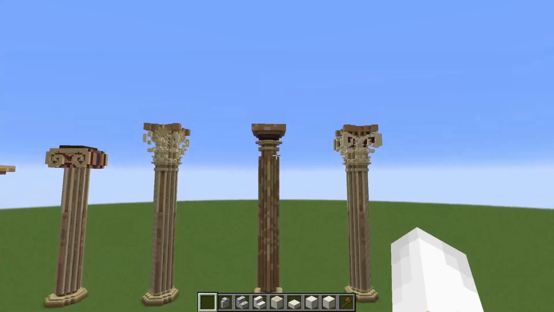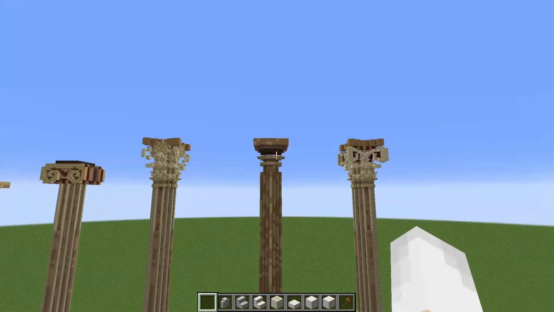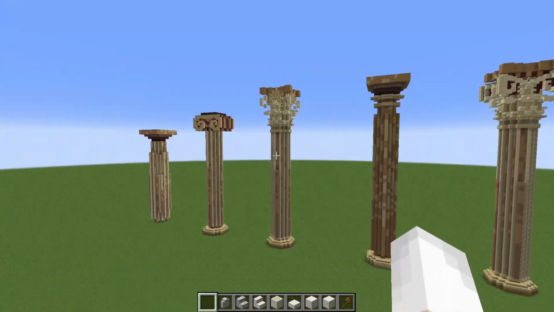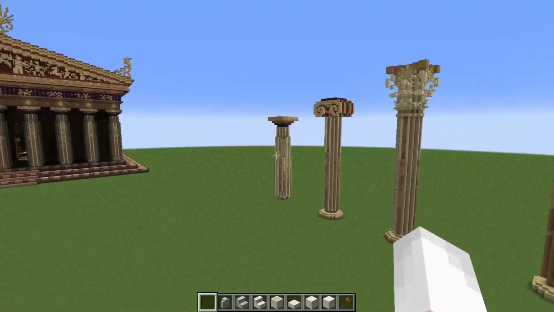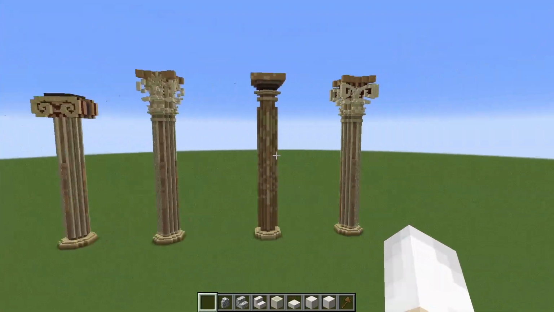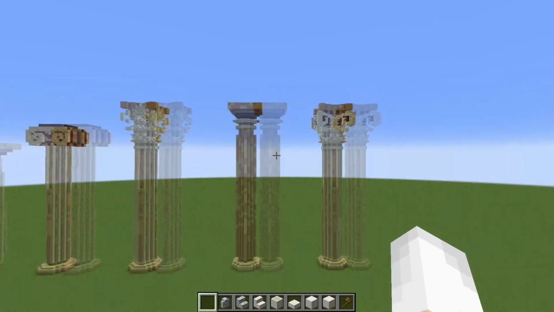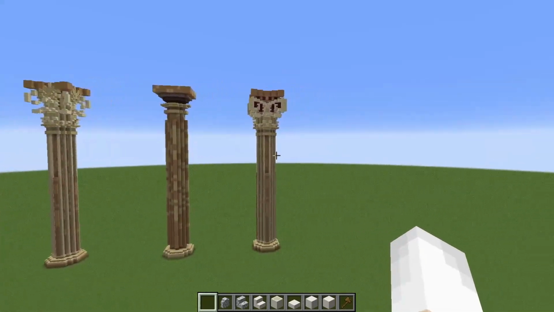I actually think I have this one a little bit too tall and slender. It's more similar to the Corinthian order. I think it's supposed to be more short and squat, similar to what you got with the Doric order, but that's alright. The last one is the Composite order.